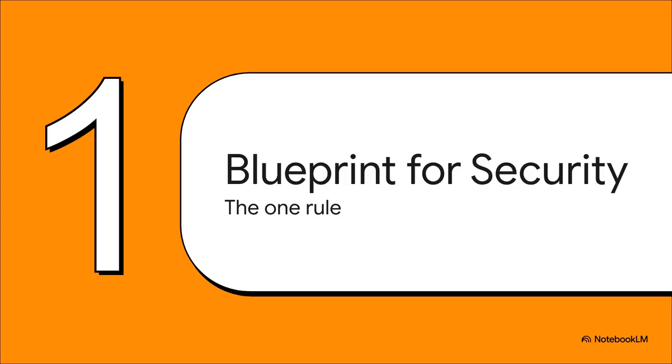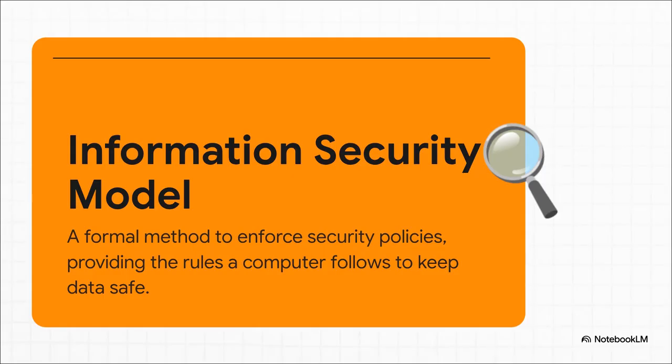Okay, first up, the blueprint for security. This is the one rule that really governs all the others. Before we can even talk about specific models, we've got to understand this foundational principle because it's the bedrock for everything. So, what is an information security model exactly? Well, it's a formal way to enforce security policies. But it's not just some policy document sitting in a binder. No, it's more like a formal, almost mathematical rulebook that's baked right into the system's DNA.